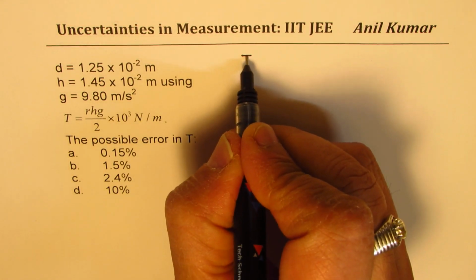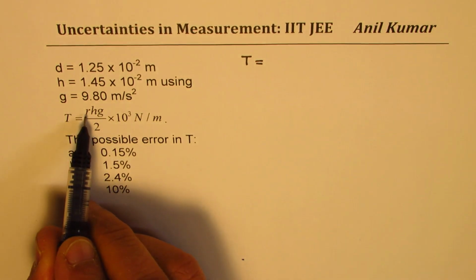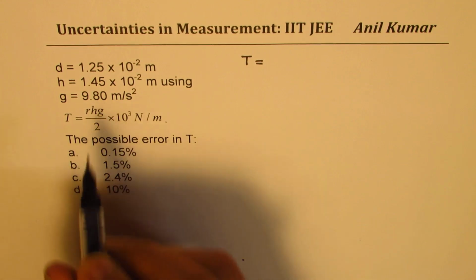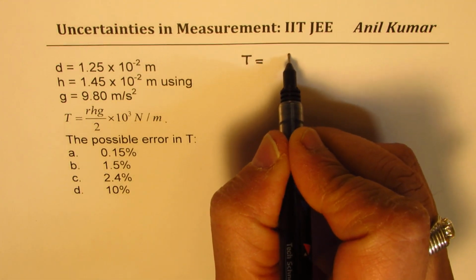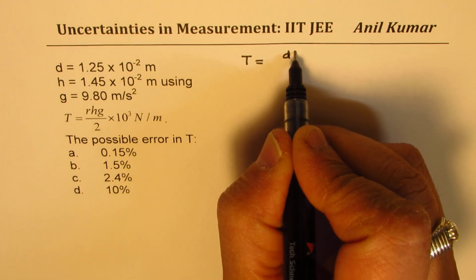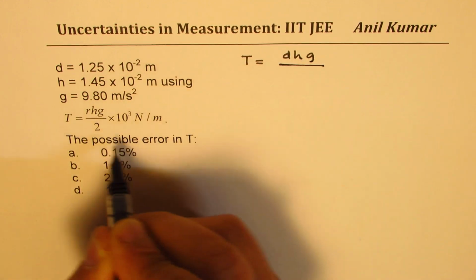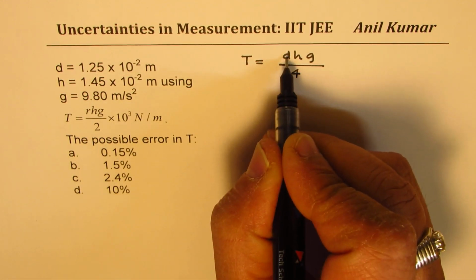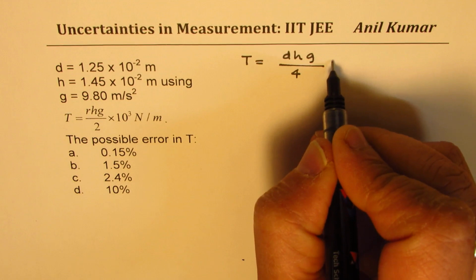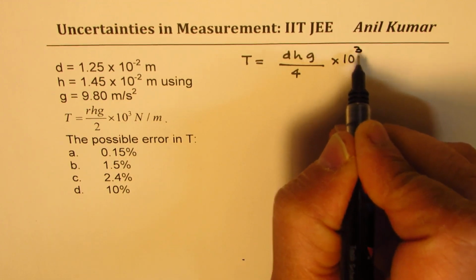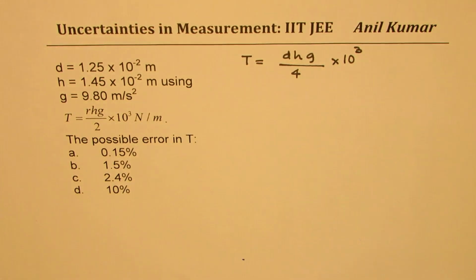The surface tension T is equal to, instead of R, I'm writing D over 2. So I'm writing straight away D, and then we'll write H, we'll write G, and instead of 2, I'm writing 4, since I wrote diameter instead of radius, and we have 10 to the power of 3. The units are Newton per meter.